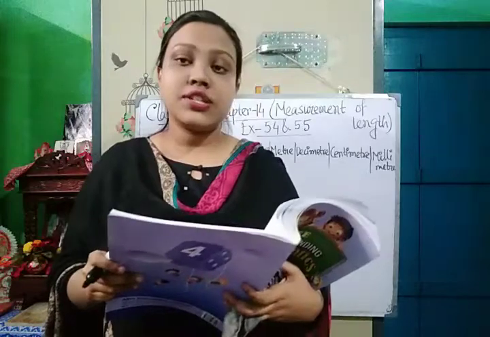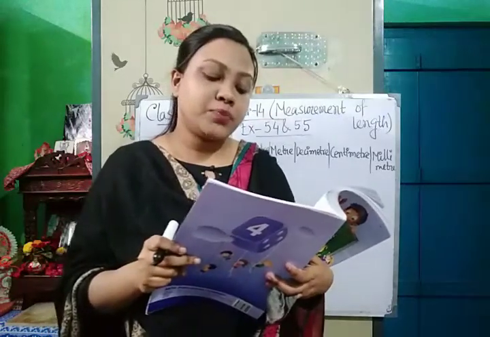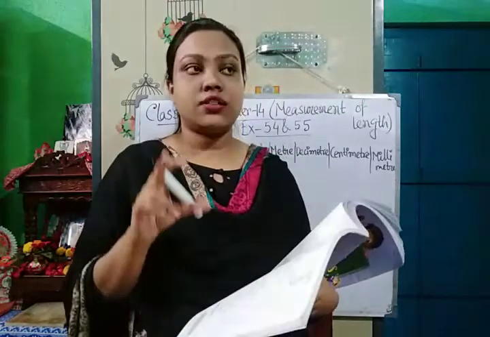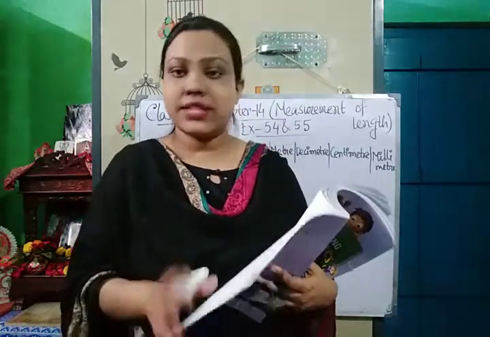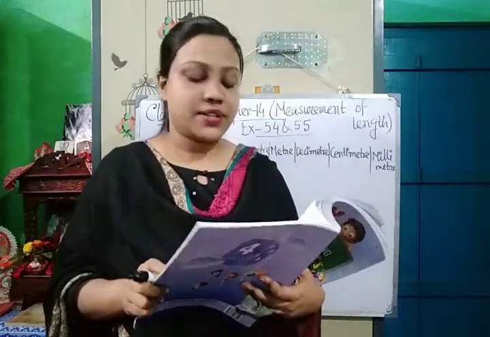Okay, so next is question number 2, correct if necessary the following. The first one is the length of a 100 rupee note is 16 meters. That is not at all true, because the length of a 100 rupee note cannot be 16 meters. So that is false. We can use the unit centimeter here.